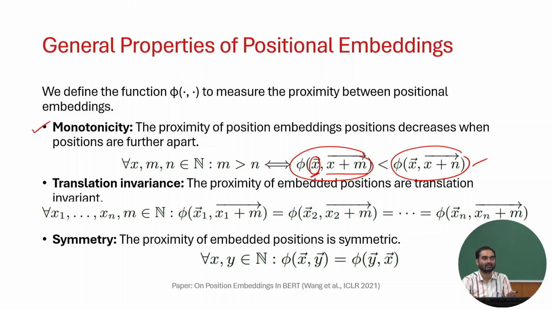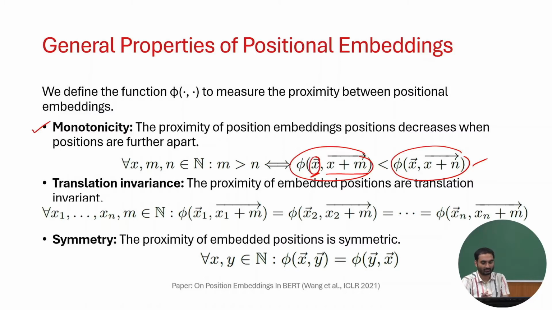These are basically highlighting the relative positions. The relative position should be intact. The relative position difference, or the proximity, between positions 1 and 3 and positions 4 and 6, they should be the same.